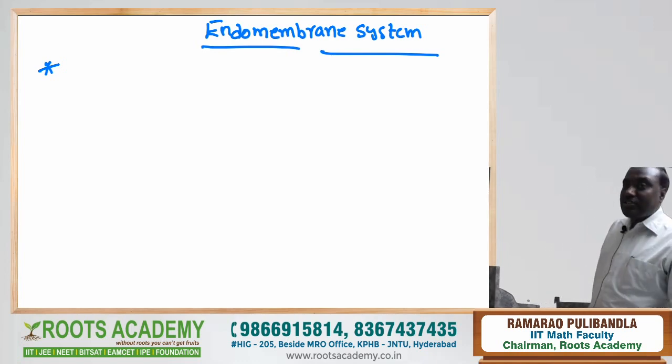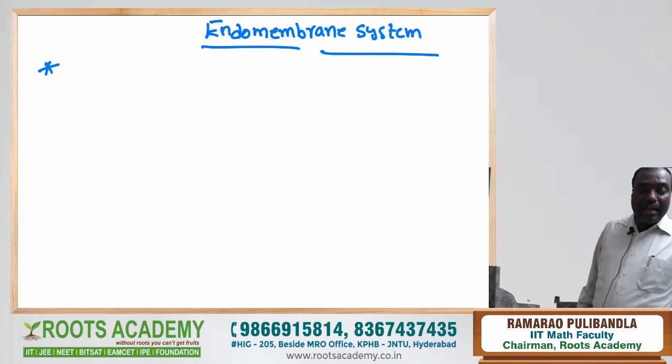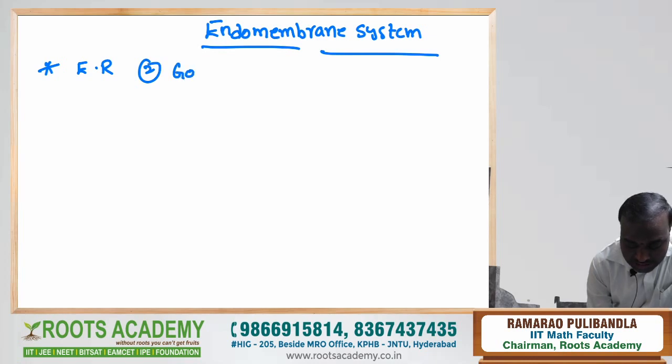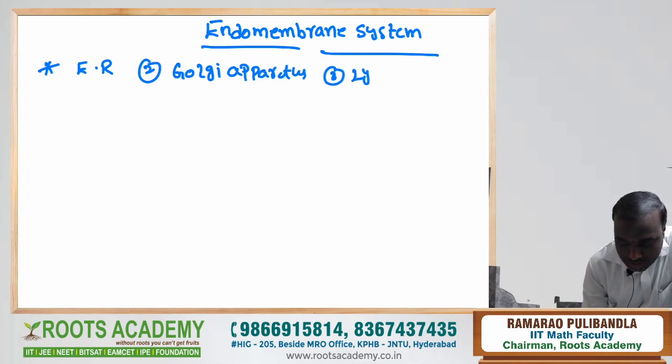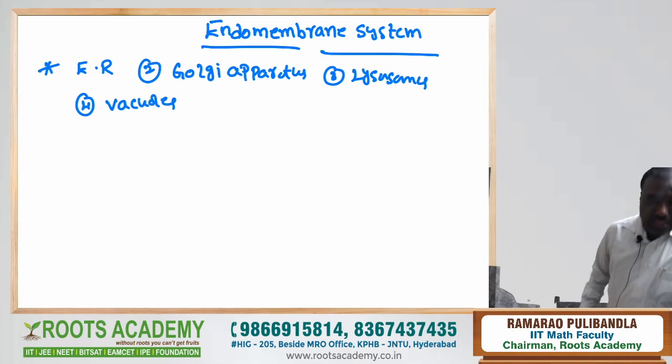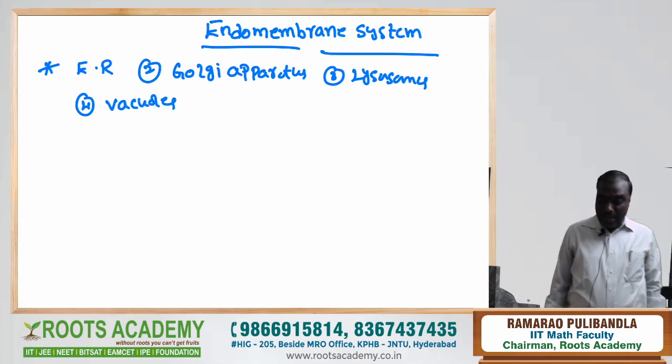Which cell organelles are included under the endomembrane system? Number one, endoplasmic reticulum, ER. Second one, Golgi apparatus or Golgi bodies. Third one, lysosomes. Fourth one, vacuole. All these are included under the endomembrane system.